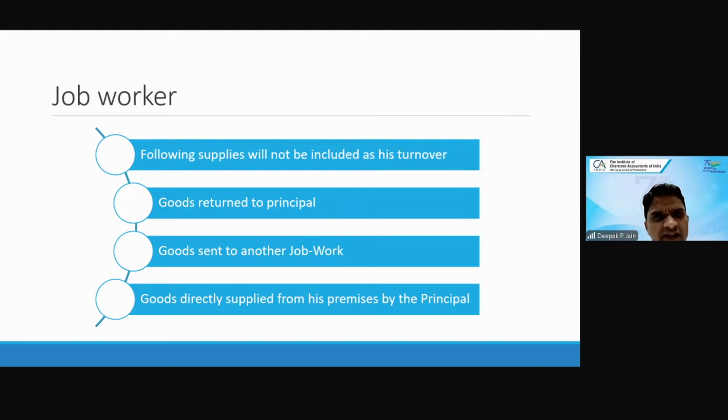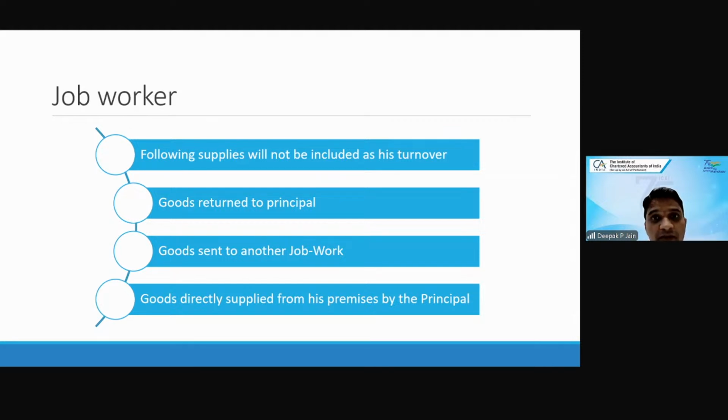Job worker and agents are same? No. Job worker is different. Agent is different. Agent is a person who connects you to your customer. But job worker is a person who does the work himself and gives it back to you.